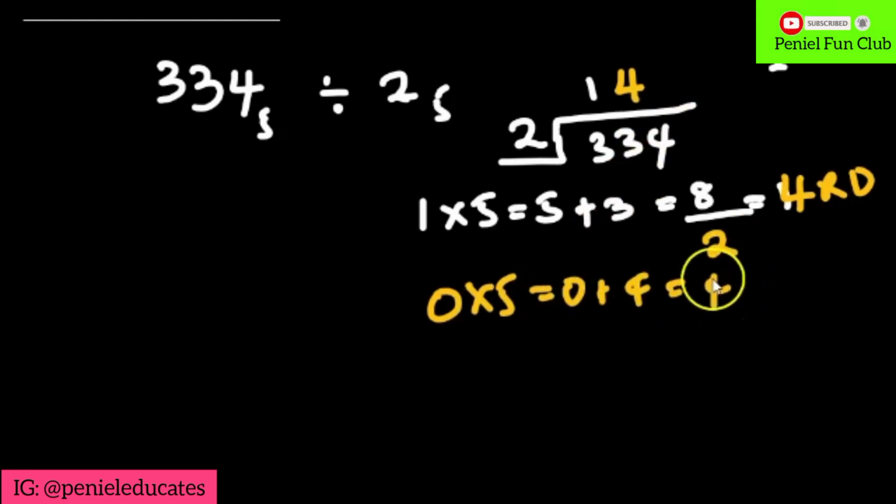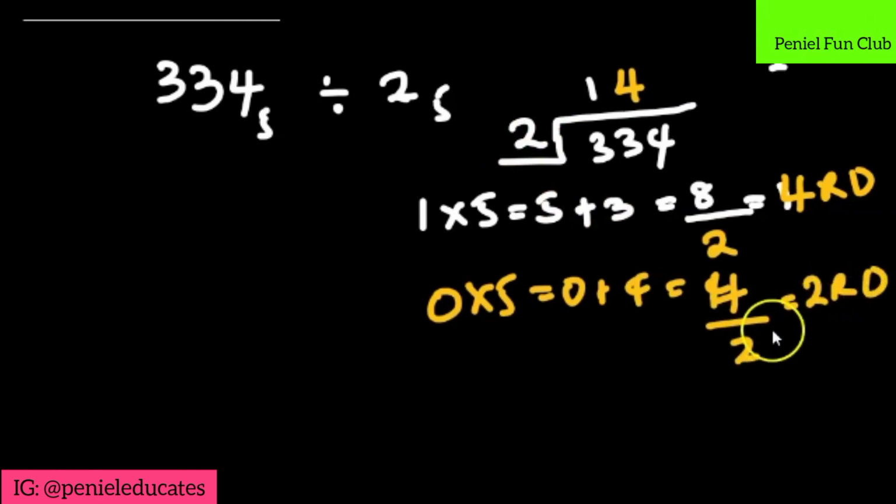Alright, so if I divide this 4 by these 2, it's going to give me 2 remainder 0. So this 2 is what I need to put here, and the remainder is 0. So my answer is 142 base 5. So the division is 142 base 5.